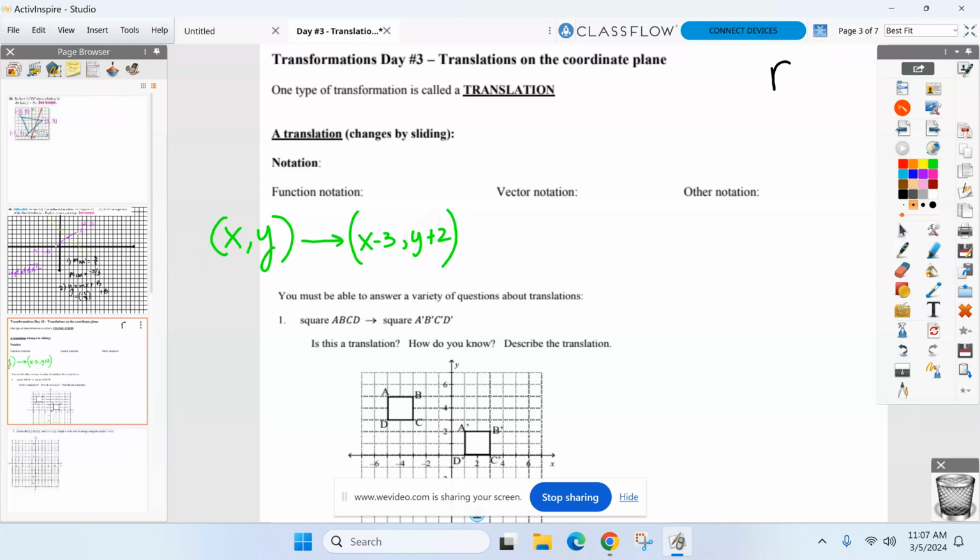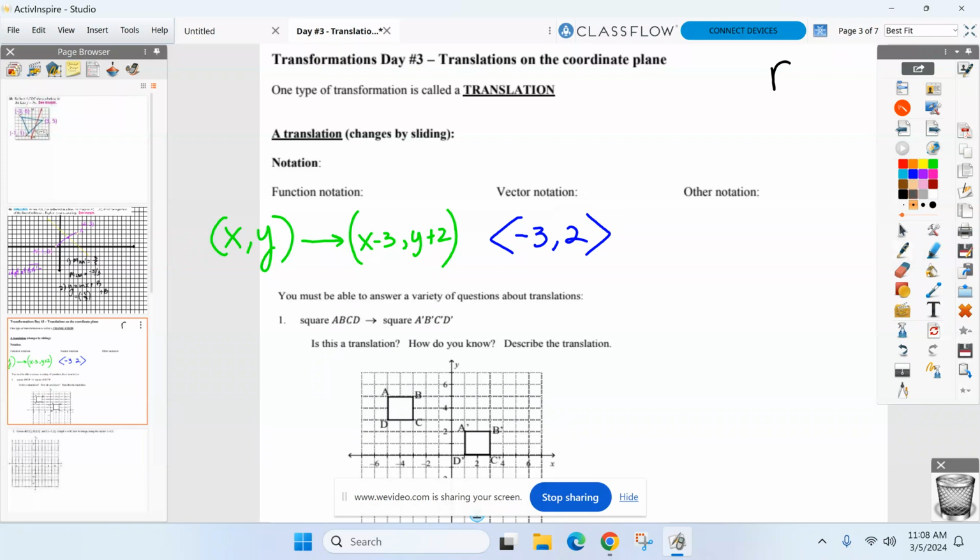Another way I could write a translation is called vector notation. Vector notation. I'm not too sure why they leave it like this instead of parentheses or brackets, but that's what they have. And inside is how you move in what direction. So you're going to see 2 numbers inside. One for the x, one for the y. Hey, these 2 mean the same thing, just written differently. All right, everybody good? These 2 mean the same thing, just written differently. Left 3, up 2. All good.